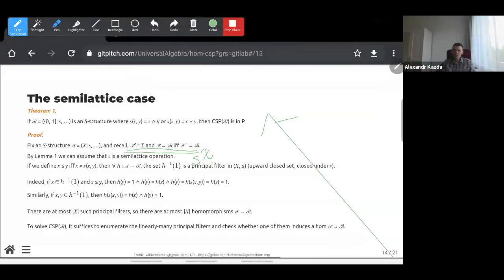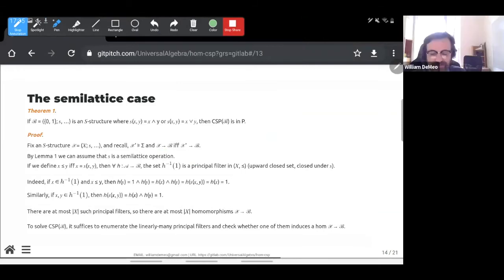Thank you. Thank you very much, Antoine. This is my co-author, Antoine, explaining that if we consider homomorphisms from X to B, and then we have this other X prime to B, there won't be more homomorphisms from X prime to B than there will be from X to B. So yes, thank you for clarifying that for us.